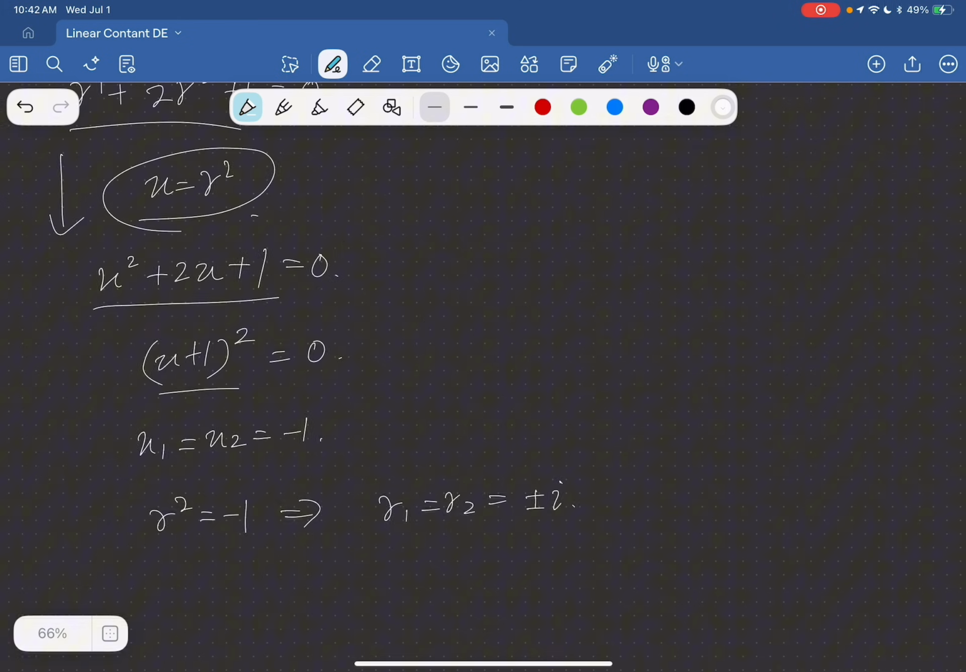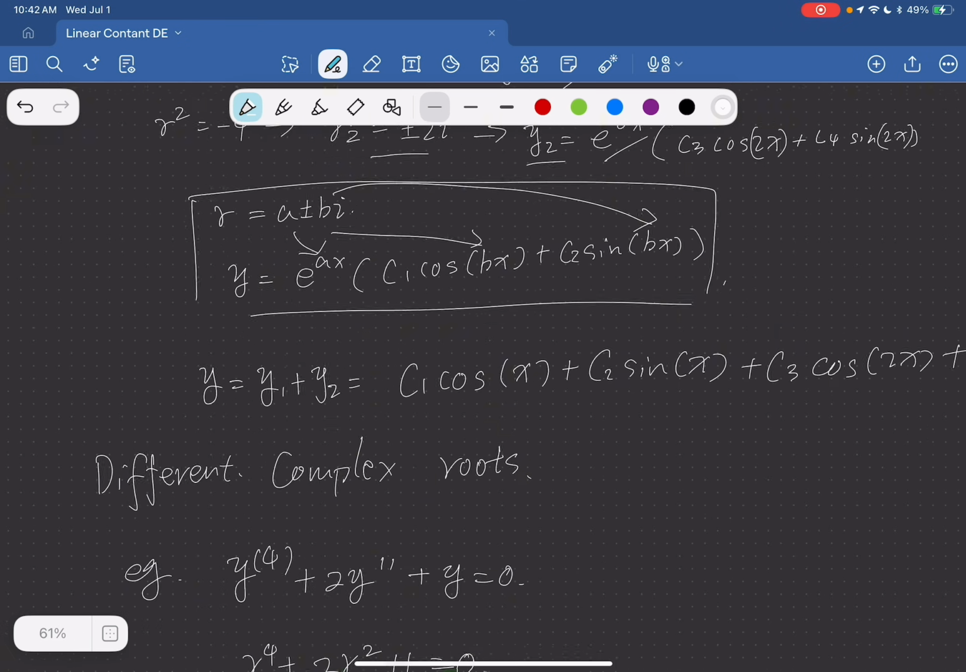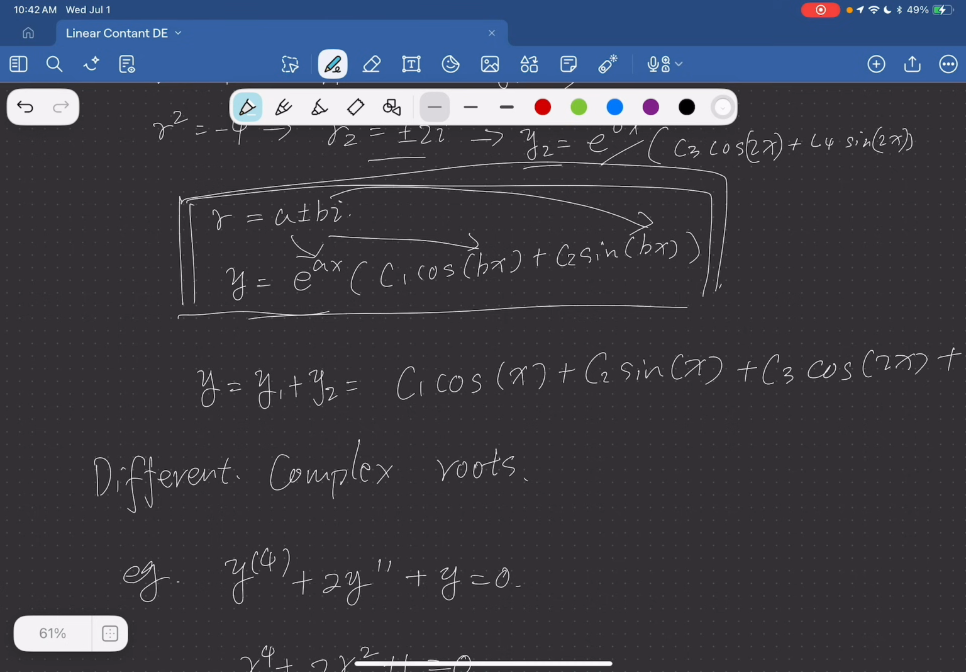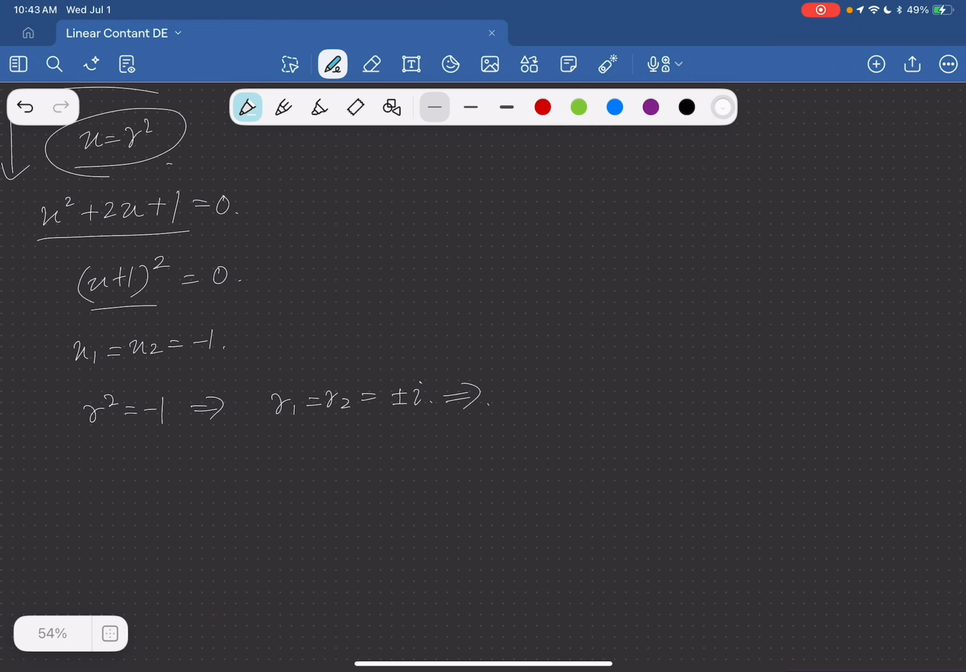And then we can write out the solution based on this formula. So it's equal to C1 cosine x plus C2 sine x.